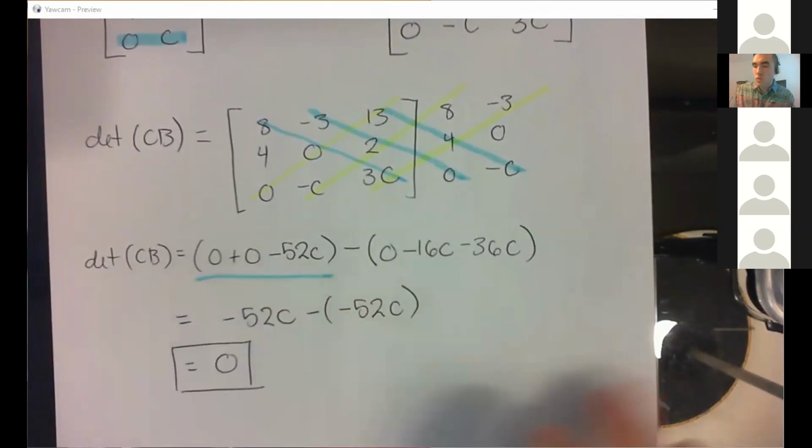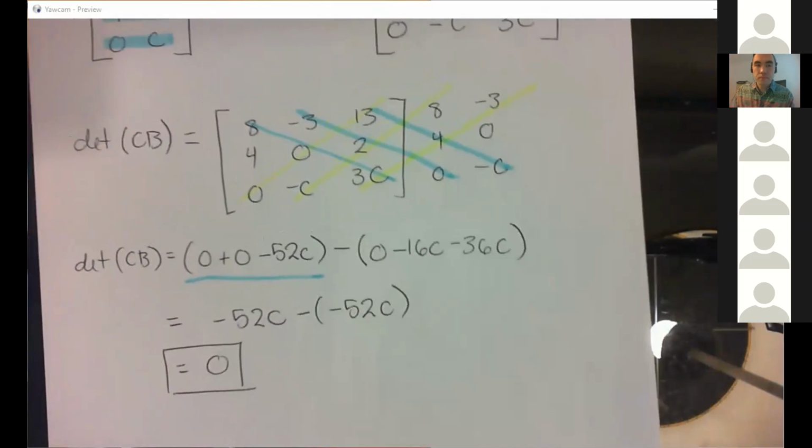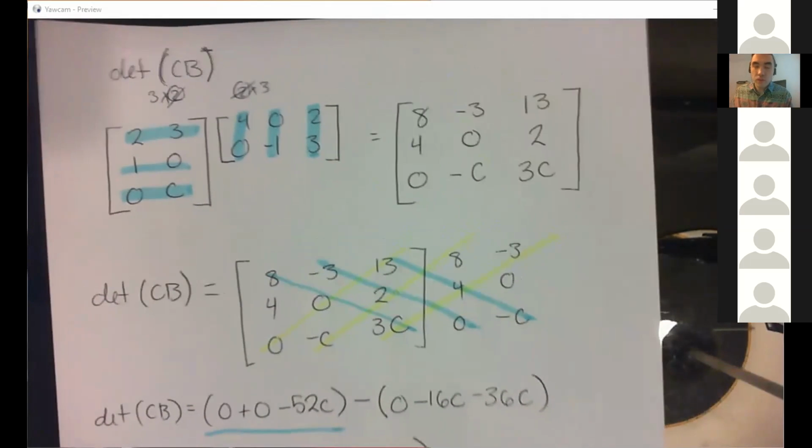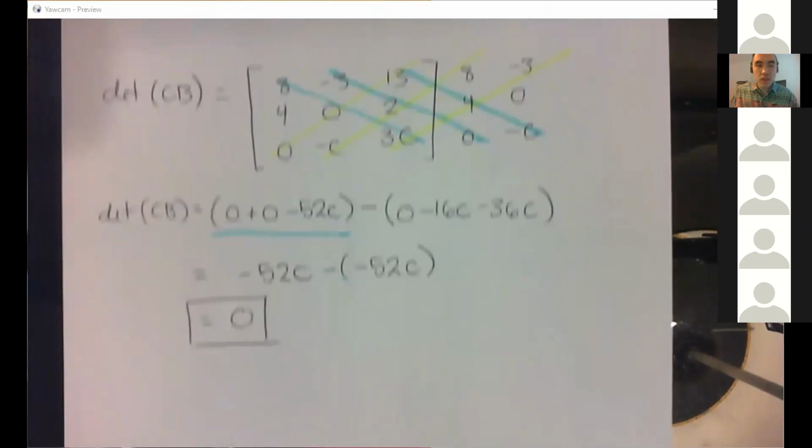So what does that tell us about the character of the matrix CB? There's no inverse, and there's also no solution. Yeah. How about that? I like that set of questions.